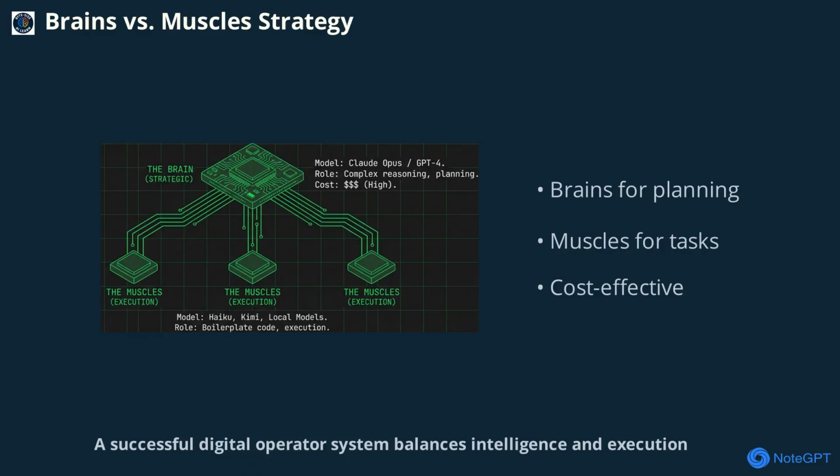A successful digital operator system balances intelligence and execution. The brain, powered by advanced models like Claude Opus or GPT-4, handles complex reasoning and planning but comes with higher costs. The muscles, using models like Haiku or local alternatives, focus on executing tasks efficiently and affordably. This strategy maximizes intelligence while minimizing API expenses, ensuring your AI is both smart and cost-effective.